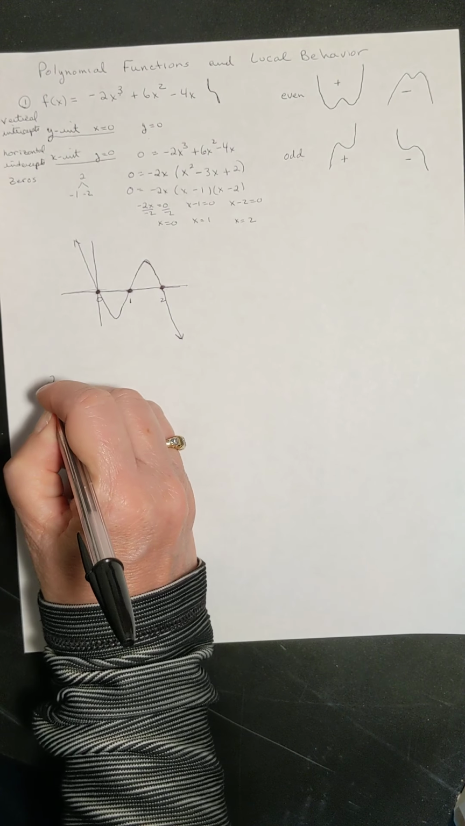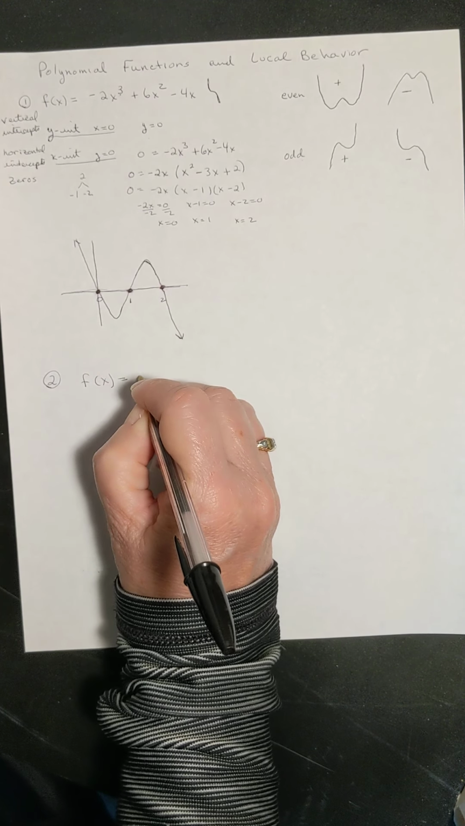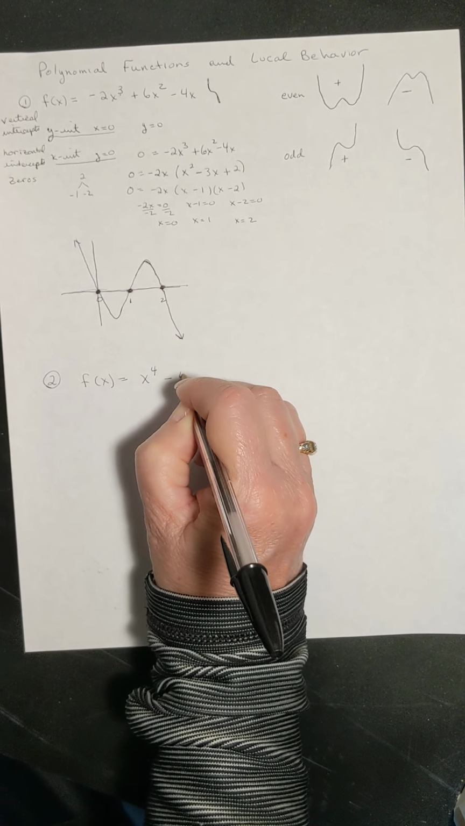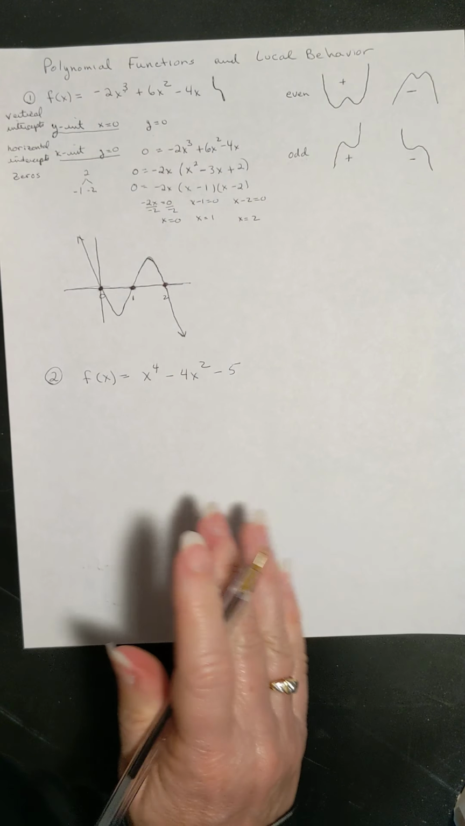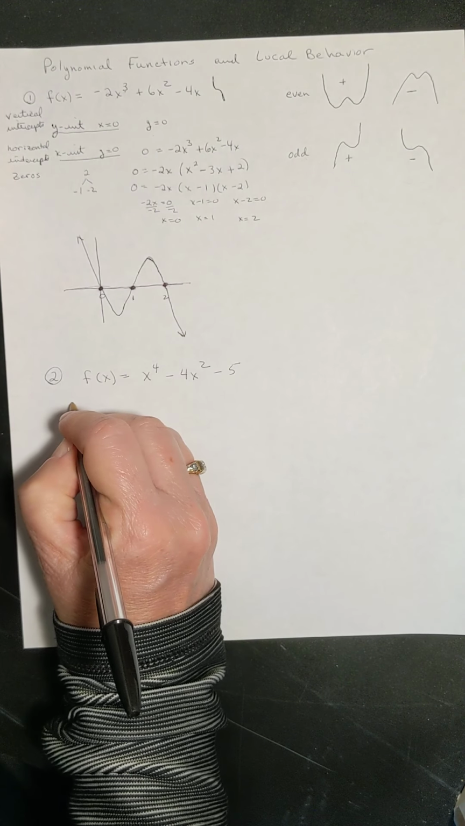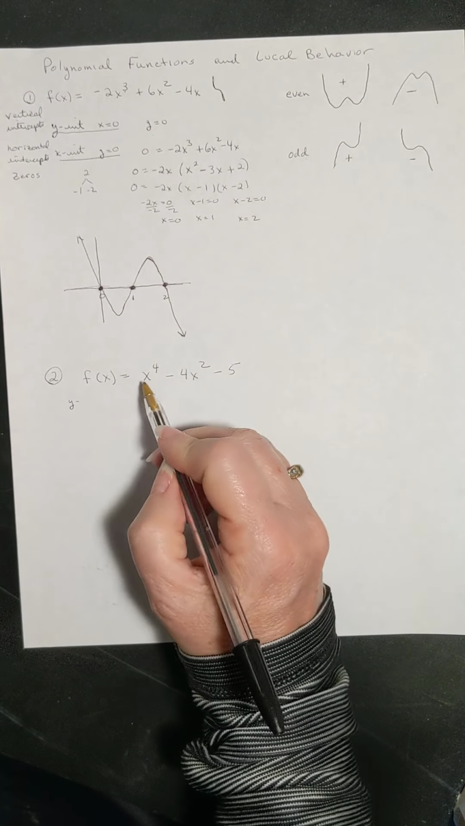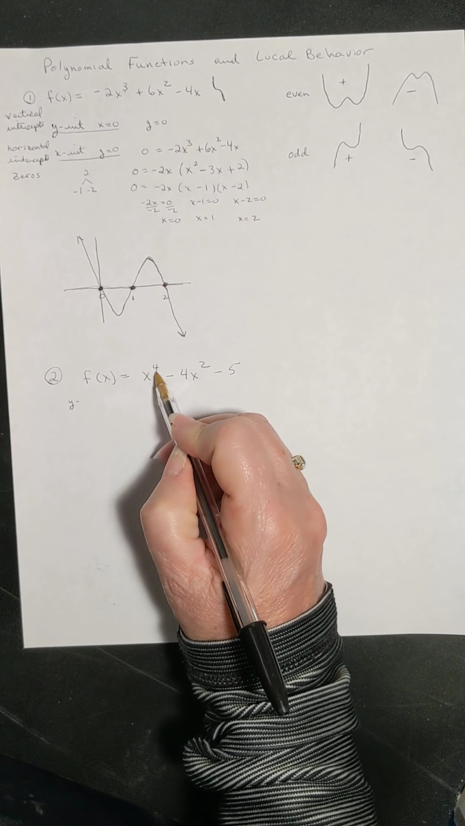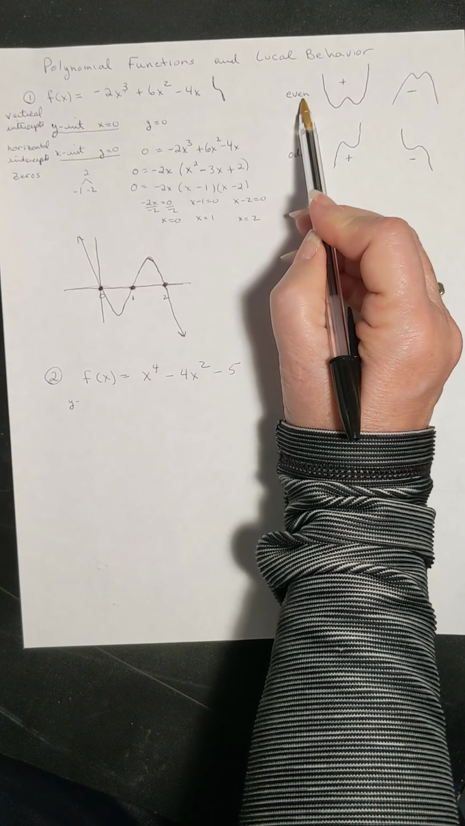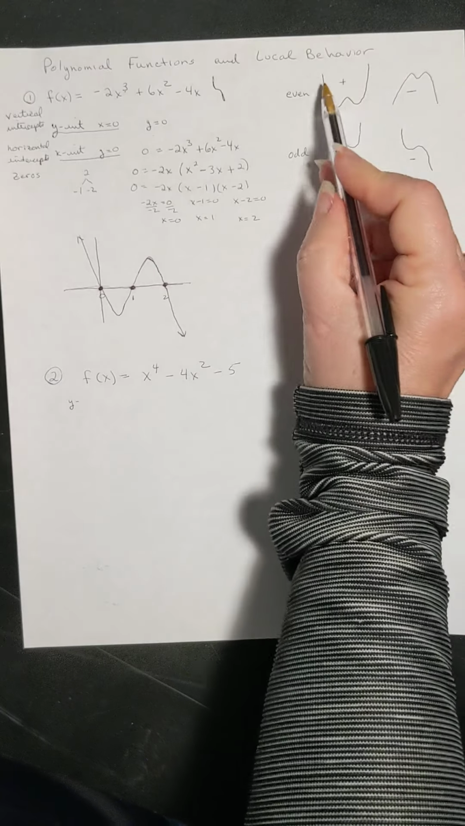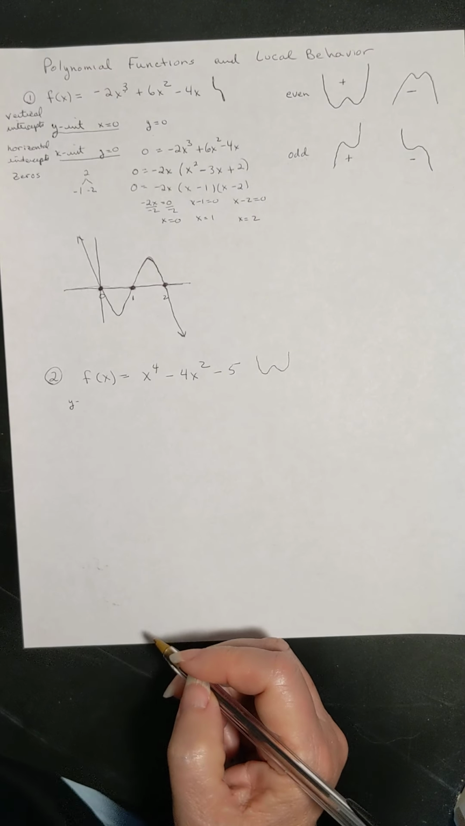All right, problem number 2 says f of x is equal to x to the 4th minus 4x squared minus 5. All right, so first of all, what is the shape of the graph? Well, let's look at our highest power, x to the 4th. The x to the 4th looks like a parabola because it's an even number, and it's positive, so it will be opening upward. So this one's going to look probably like a W.